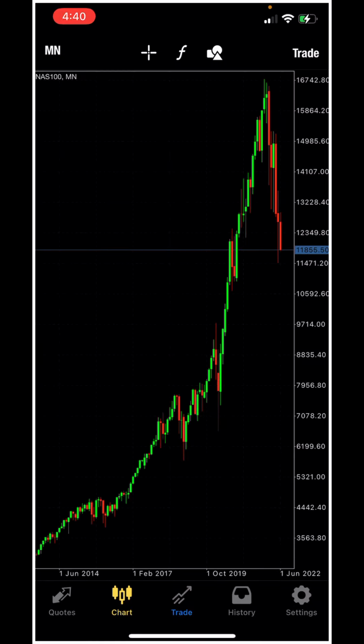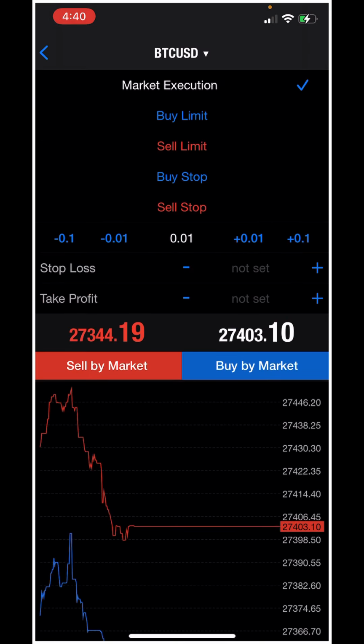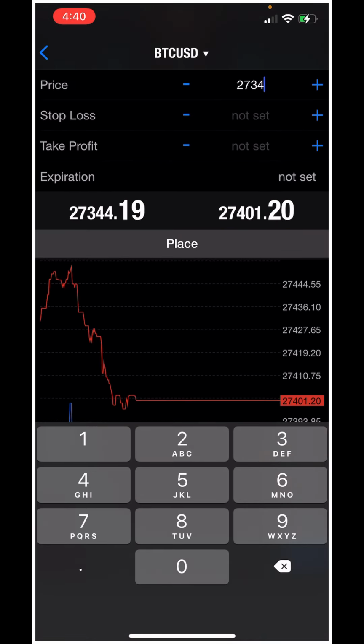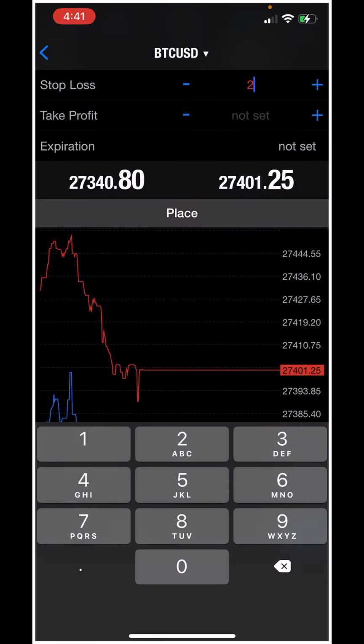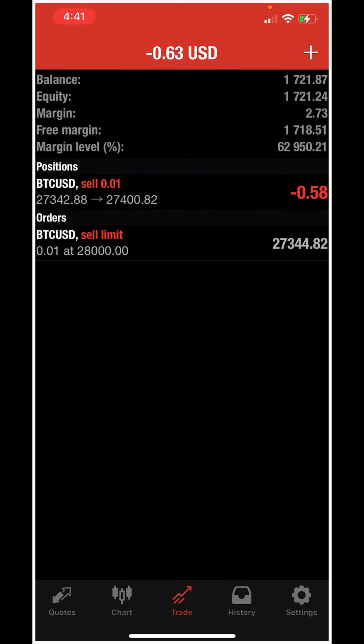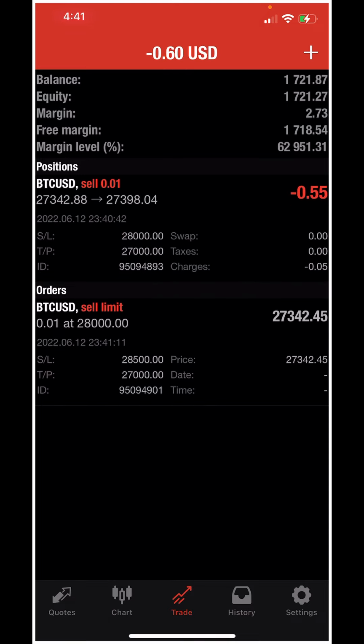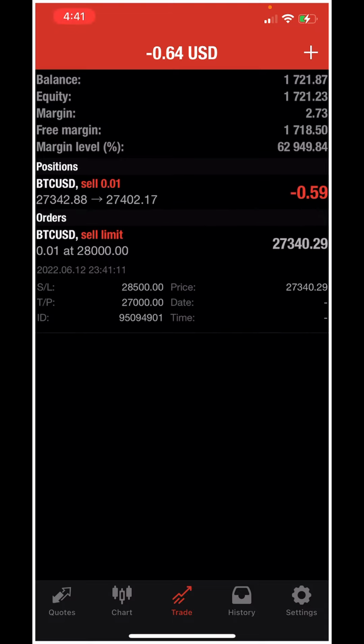If we wanted to do a sell limit, we would go back over to Bitcoin, hit trade, hit sell limit. For our price, let's say if price goes up to 28,000, we want to sell. Set our stop loss at 28,500. And our take profit at just 27,000. We'll hit place. And so in here, you'll see that this is a pending order, and then this is an active trade. So once price comes up to 28,000, this trade will execute, and it would move into open positions rather than orders.